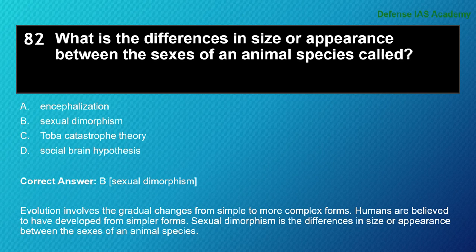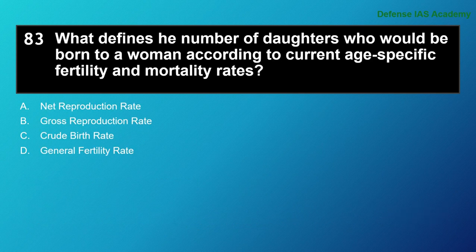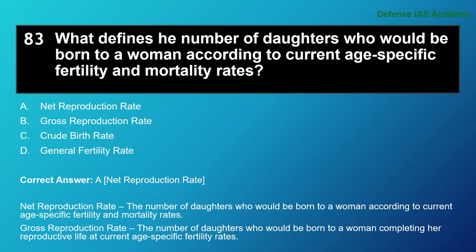What is the difference in size or appearance between the sexes of an animal species called? The answer is option B, sexual dimorphism. Evolution involves gradual changes from simple to more complex forms. Humans are believed to have developed from simpler forms. So sexual dimorphism is a difference in size or appearance between the sexes of an animal species.